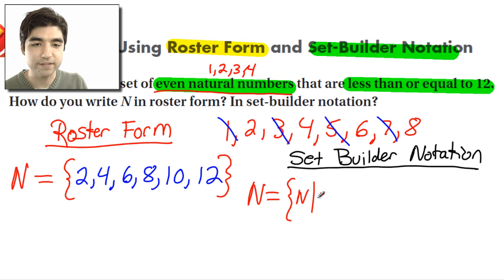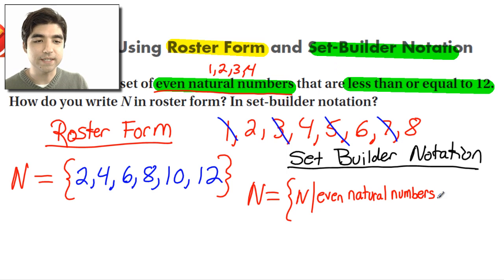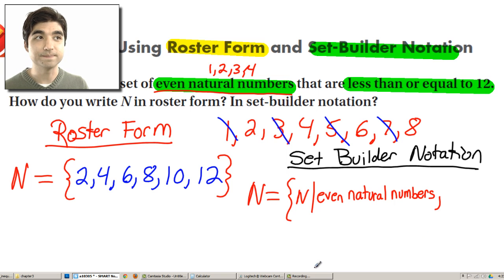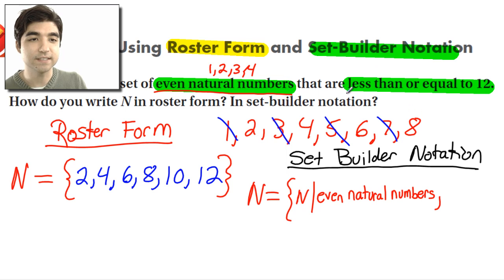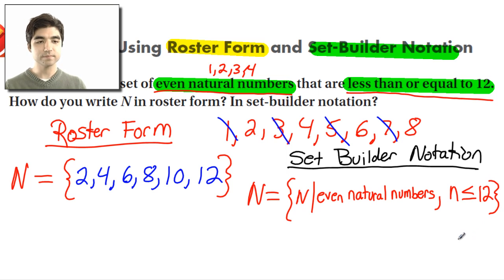So you just write that here, even natural numbers. And then you put a comma, and then you say what's the other constraint, which is it has to be less than or equal to 12. So n is less than or equal to 12. And then you close the bracket. So that gives you everything that you need to know about this situation.